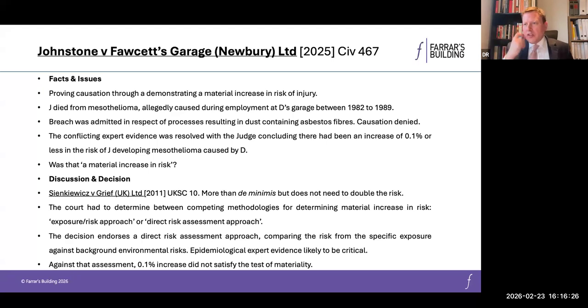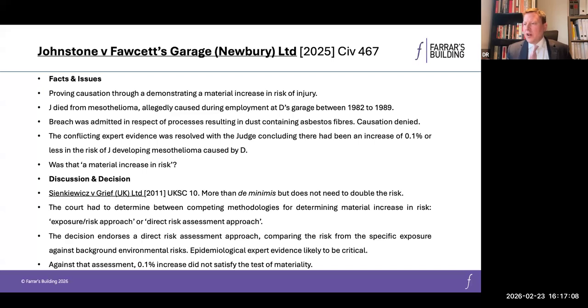The facts of the case were that Mrs. Johnson alleged that as a result of being employed in a garage, working in an office outside the workshop space for about 7 years in the 1980s, she was exposed to asbestos such that there was a material increase in the risk of her having developed mesothelioma. Now, breach was admitted in respect of the processes that the garage had used to blow out dust and asbestos from the brake and clutch parts, which contained asbestos at that time, thus creating clouds of dust in the general environment. But causation was denied.